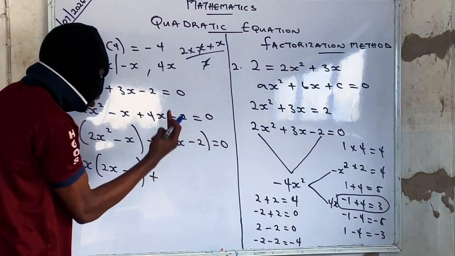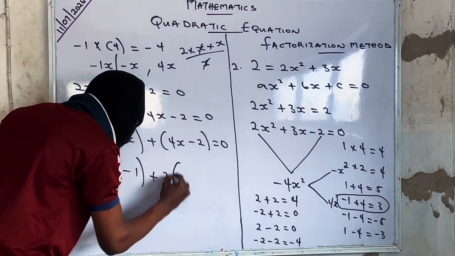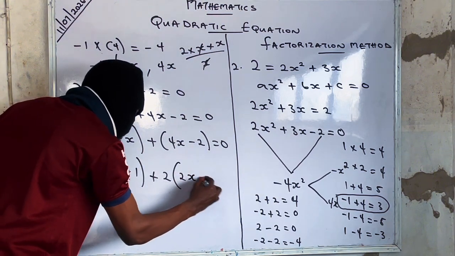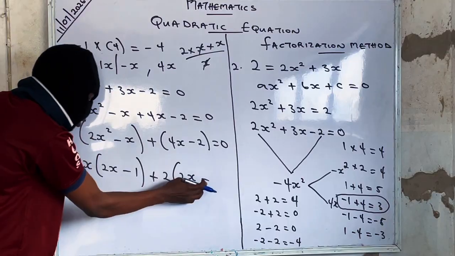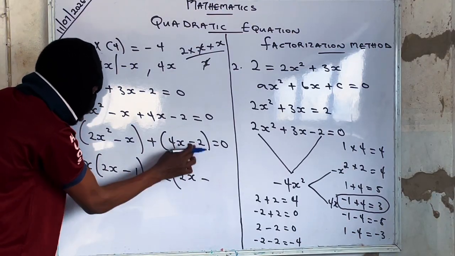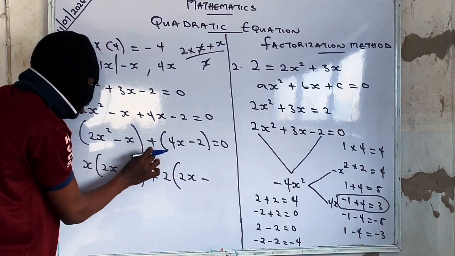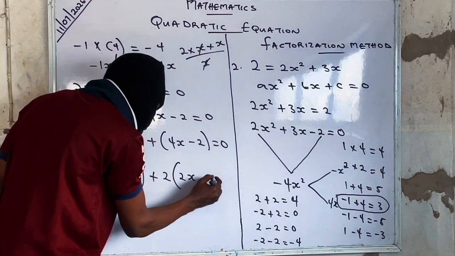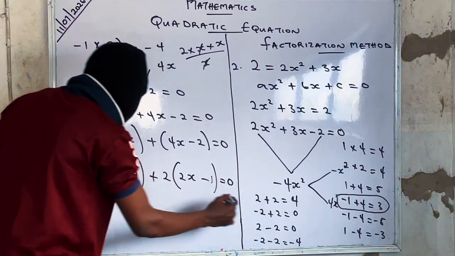Plus, what can I also see? It is 2. Now 2 into bracket. Now 2 in 4x will give you 2x. Minus: plus times minus will give you minus, because of this minus here. Now 2 in 2 will give you 1, equals 0. Now let's check if it is correct.